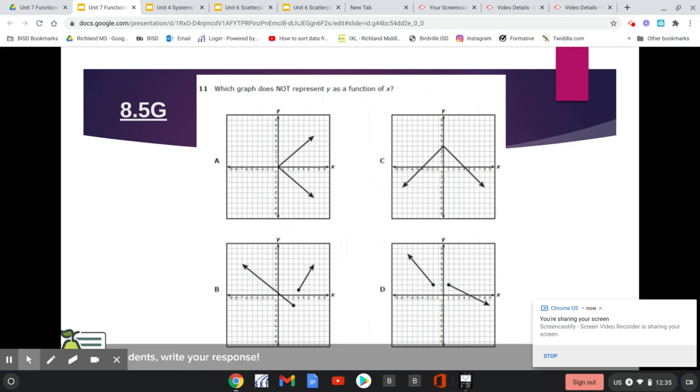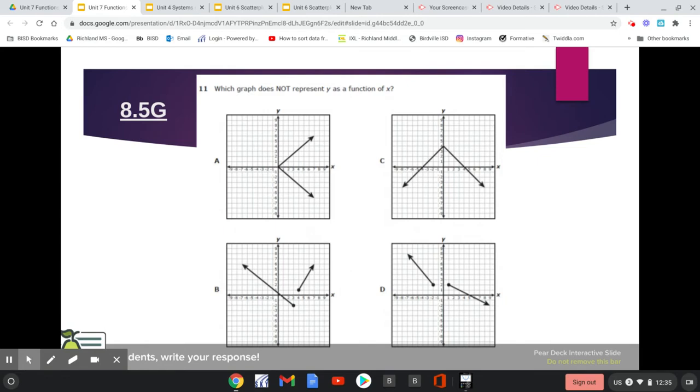Hey guys, here are some more examples of is it a function or not? And I also found one question for 8.5H. So everything's going to be on this video. Here we go. So here's some graphs, and it says which graph does not represent a function.